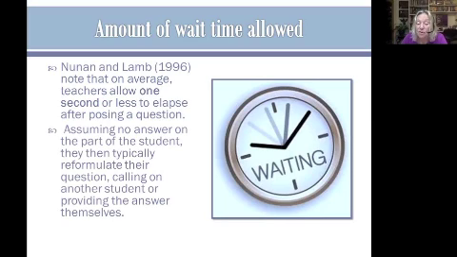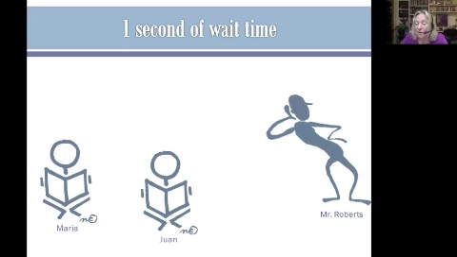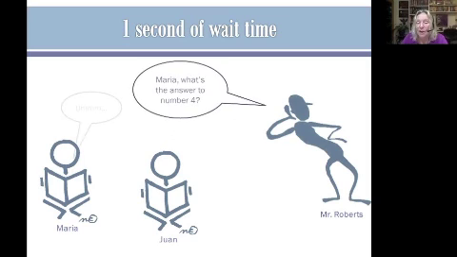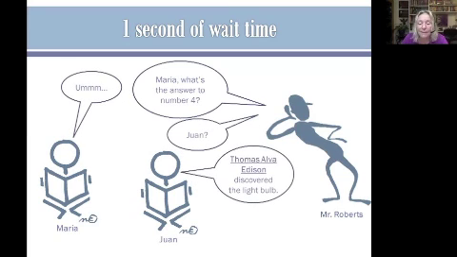So assuming no answer on the part of the student, sometimes they would move on, or sometimes they would repeat the question exactly the same, or sometimes they would reformulate the question, ask it slightly differently. Okay, so 1 second of wait time. Here's our teacher, Mr. Roberts, and he's saying, okay, Maria, what's the answer to number 4? And immediately within 1 second, he moves on to another student, Juan, who answers the question correctly. How does Maria feel? Maybe Maria knew the answer to the question, but she was trying to practice the answer so that she had correct grammar, or she was worried about her pronunciation, but she's left feeling like Mr. Roberts figured she didn't know the answer, right? So that can be demotivating, especially according to the research.